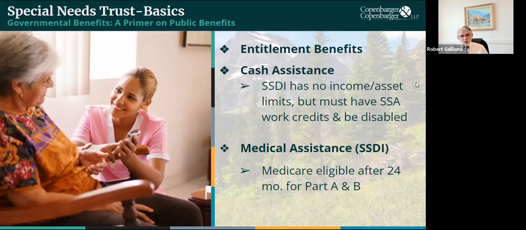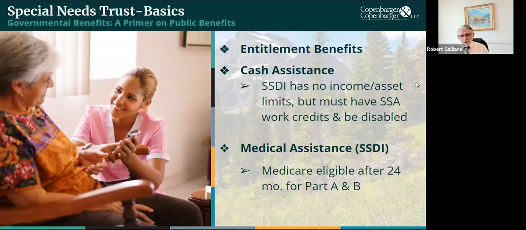So there are a lot of benefits that you're already entitled to because you already put in the time or you already qualified other ways. Generally, these entitlement benefits, like SSDI, Social Security Disability Insurance, have no income and asset limits. This is the Social Security payment that you get when you're disabled, when you get hurt at work or have a disability. There are no income or asset limits, but you must have worked a certain amount of credits, generally at least 40 credits, to be eligible.